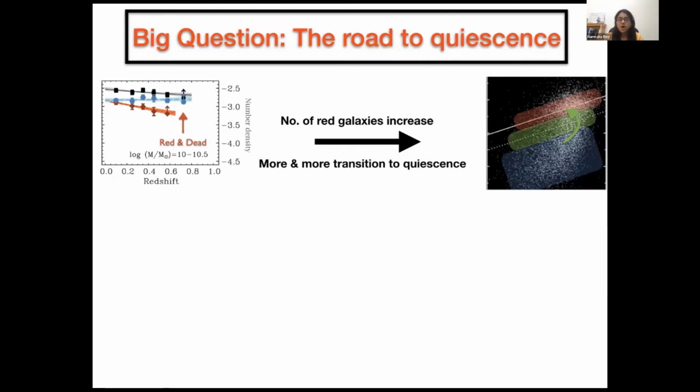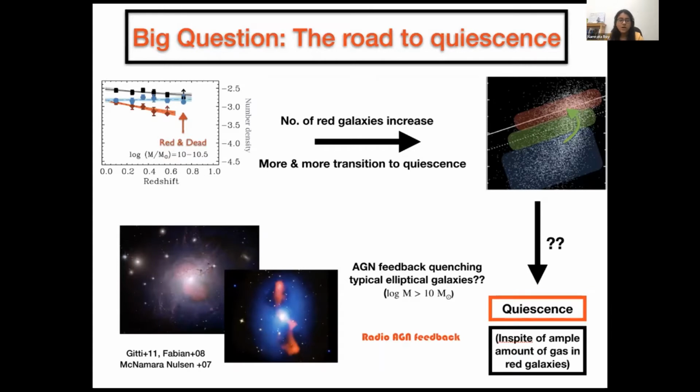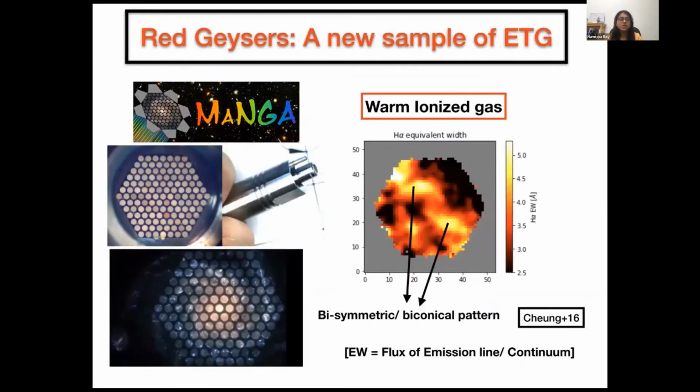So now what is the cause of this quiescence? In the literature, the strongest proposition has been AGN feedback, specifically maintenance mode or radio mode feedback, where the central AGN, with the help of radio jets or winds or outflows, suppress the star formation and keep it at a low level. But there has not been as much observational evidence of this sort of feedback in typical elliptical galaxies. And that is the context of my talk.